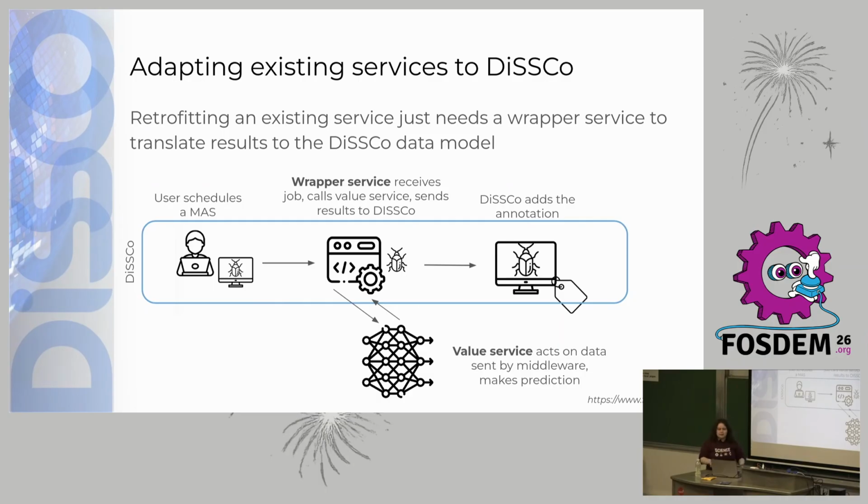So when a user schedules a MAS, a machine annotation service, that spins up what we call a wrapper service. And all this does is it takes the job, and then it extracts important information, and it sends it to a value service. And this could be anything. This could be a complicated and sophisticated AI model that identifies species or reads labels, or it could be something as silly as a spell checker. Not silly, the spelling is important, but so it receives that request, it sends out a result, and then this wrapper service takes those results and formats it as a DiSSCo annotation.